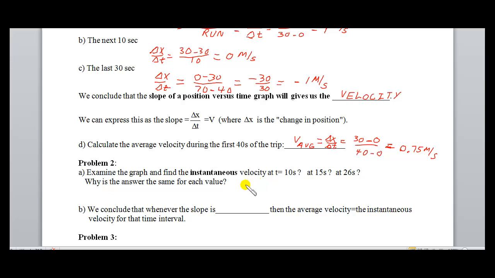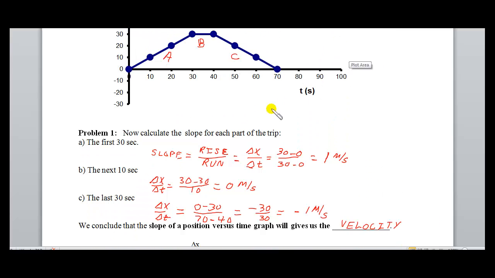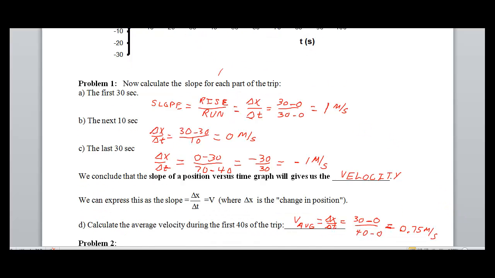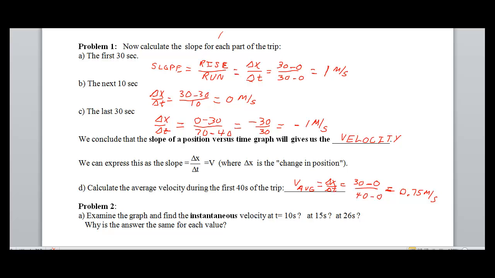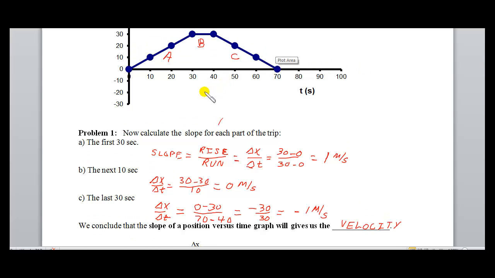If you see a traffic light, then you're going to either slow up or speed up, and then the instantaneous velocity would change. So what I want you to do is take a look at this graph up here and figure out what the velocity is for 10, 15, and 26 seconds. What are the instantaneous velocities for those particular values? So push that pause button and write down your answer.